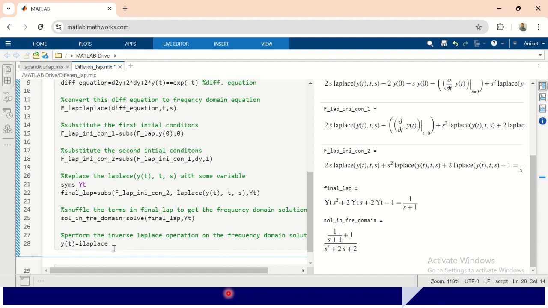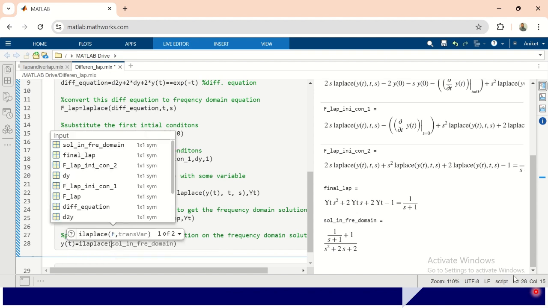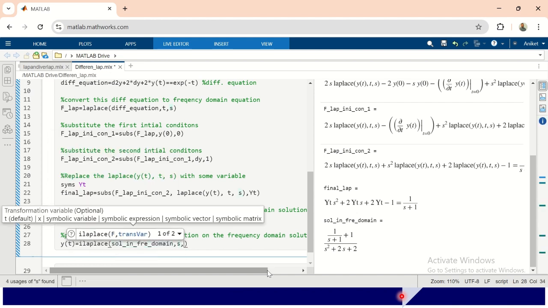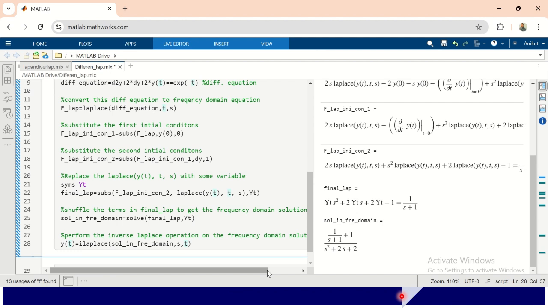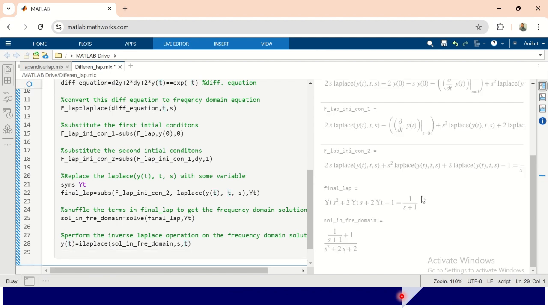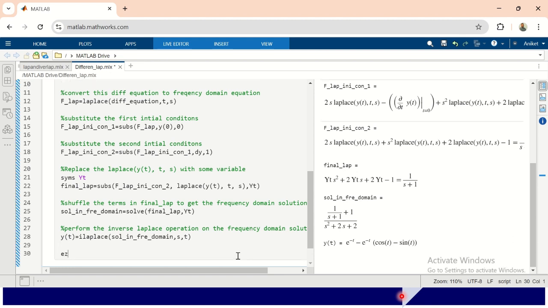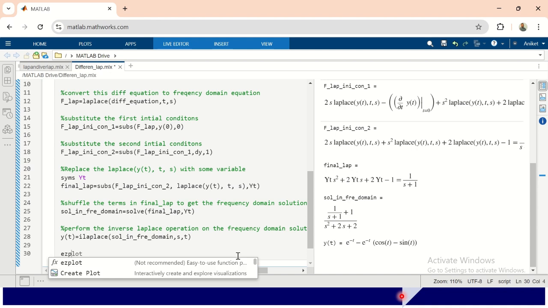Take this inverse Laplace of what? The solution in the frequency domain. And we have to convert s to t. First we'll see the solution. Yes, this is the solution we have got. Now if you want to cross check this once again, we'll first plot this using the ezplot function.